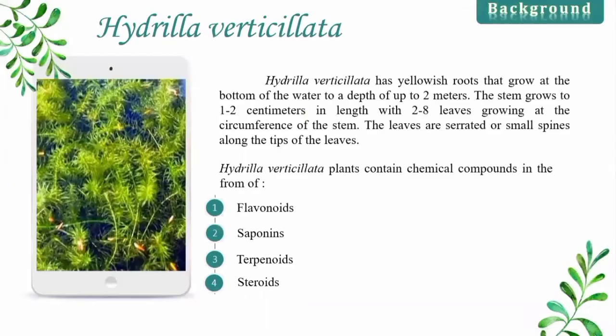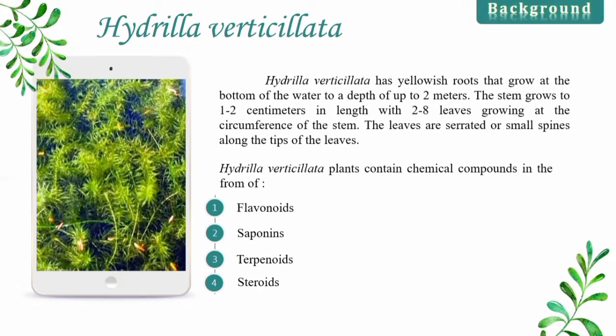Hydrilla verticillata belongs to the kingdom Plantae and family Hydrocharitaceae. It grows up to 2 meters. The stem is slender and upright. The stem grows 1 to 2 centimeters in height with 2 to 8 leaves growing at the circumference of the stem. The leaves are serrated, with small spines along the tips of the leaves.